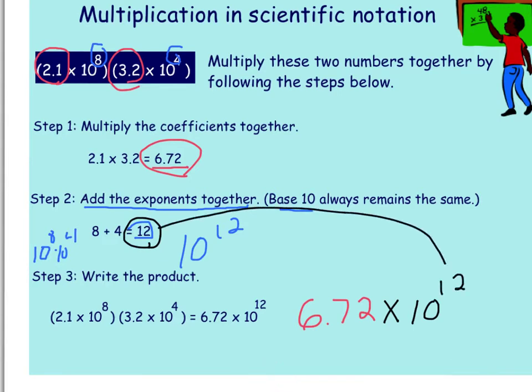Before you're done, do a double check. Is this between 1 and 10? Yes, 6.72. Is this a multiply? Yes. Is this a 10? Yep. And is this an exponent? Good. Then we're good. There are going to be some examples where we're going to have to adjust this number, so pay attention when I do those.